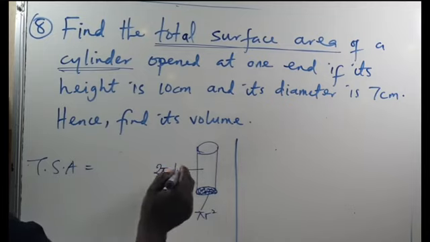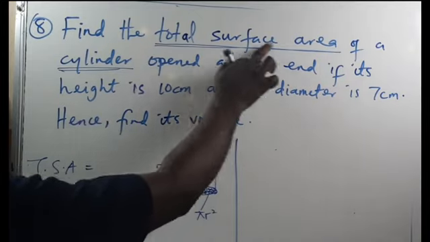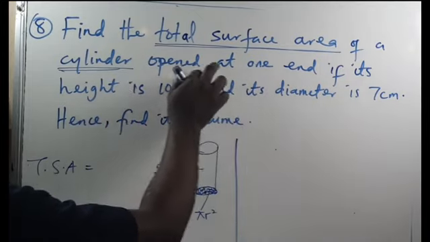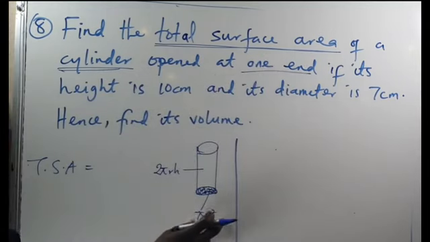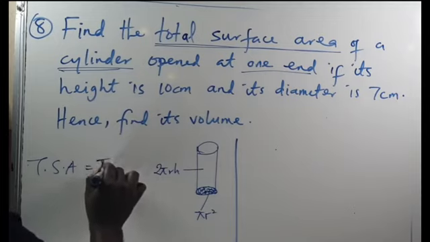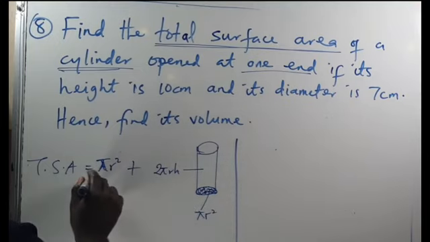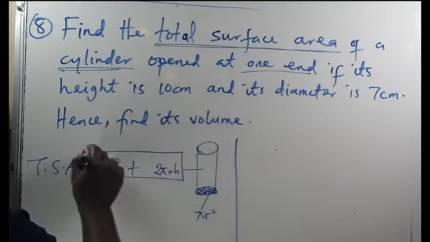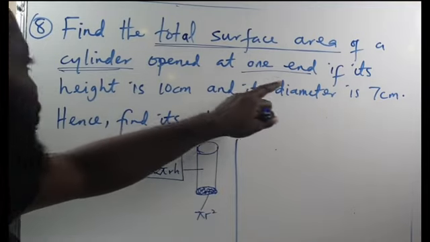I've explained how this is being derived. So which means that total surface area of a cylinder opened at one end, where the end that is closed is pi r squared, that's area of a circle, plus 2 pi r h. So this is the formula for calculating total surface area of a cylinder opened at one end.